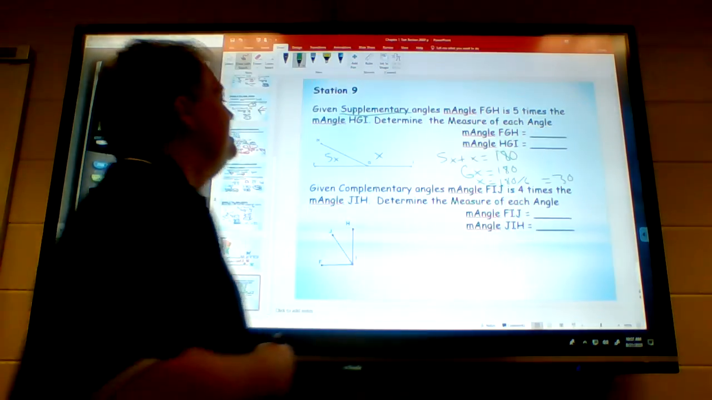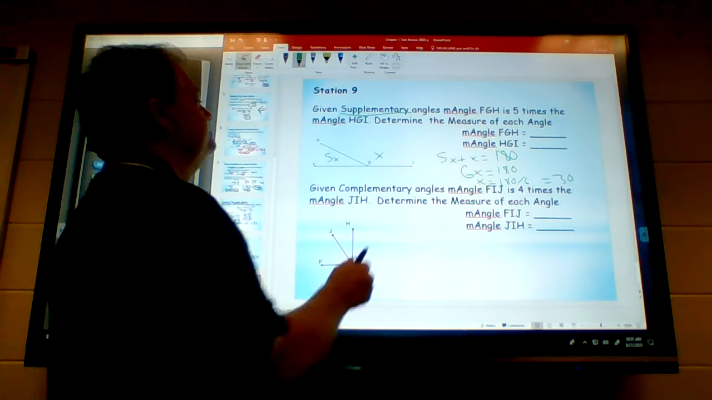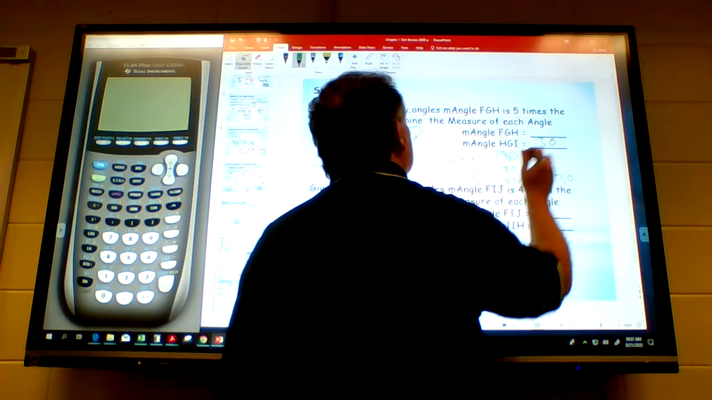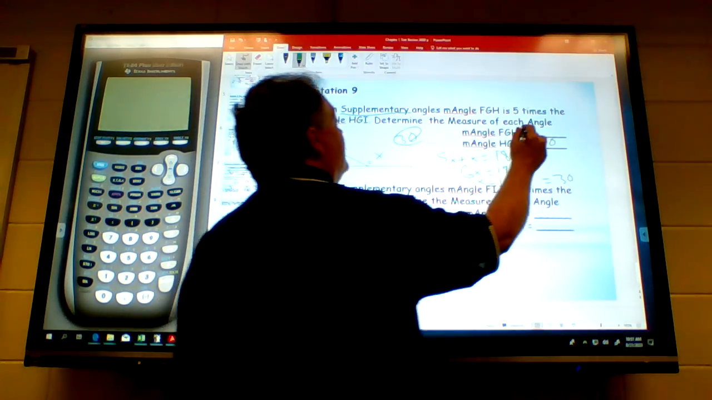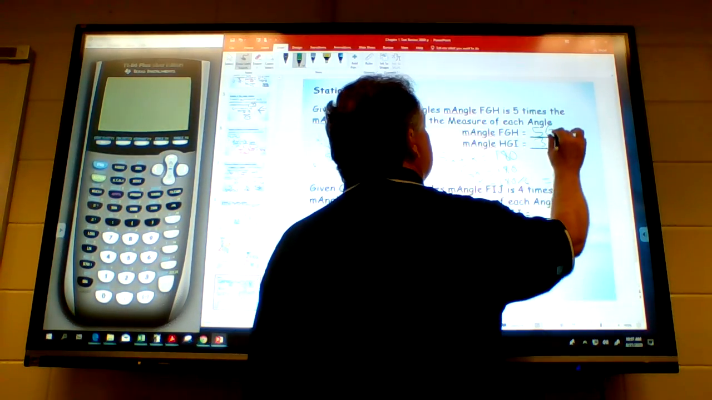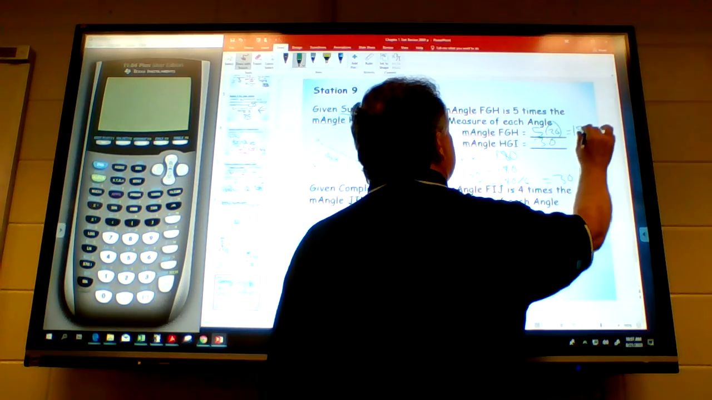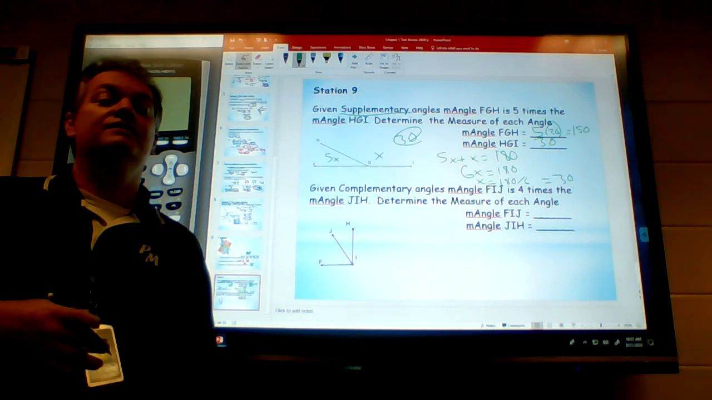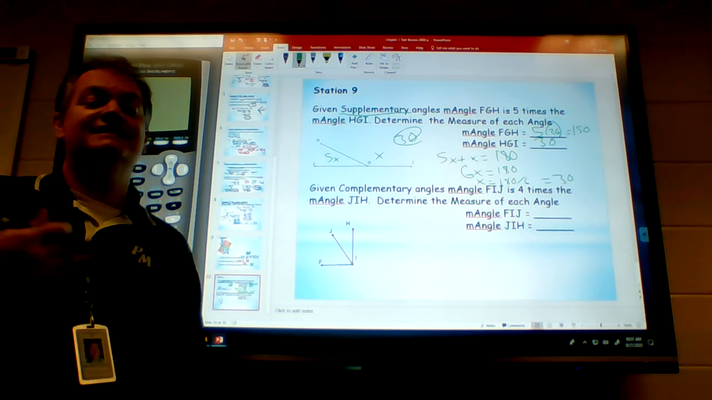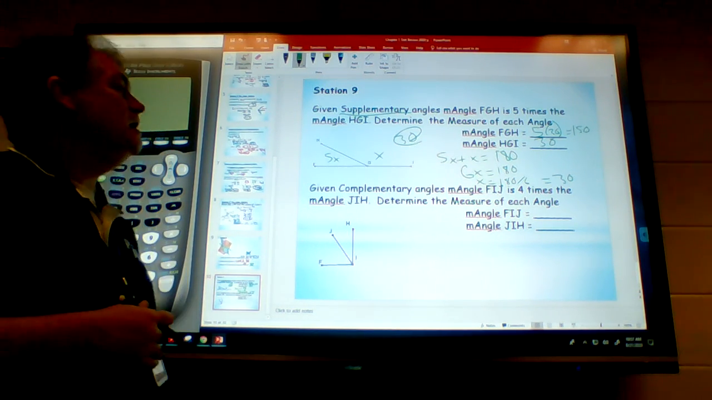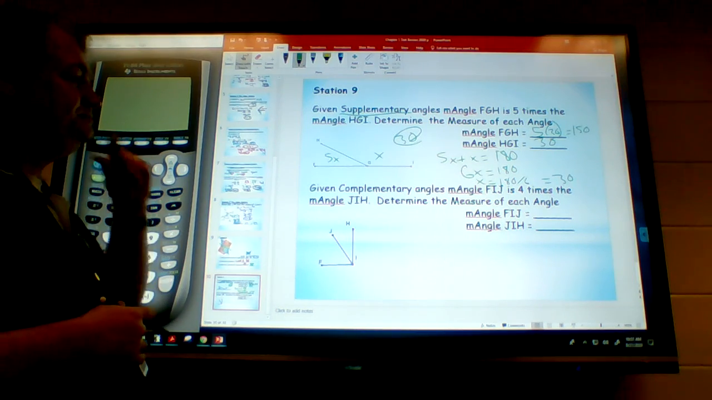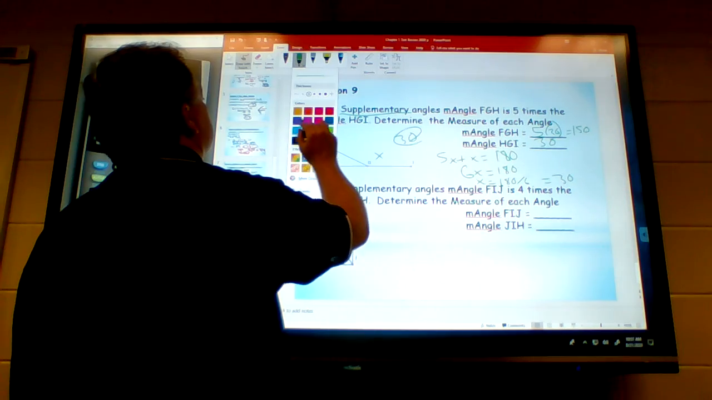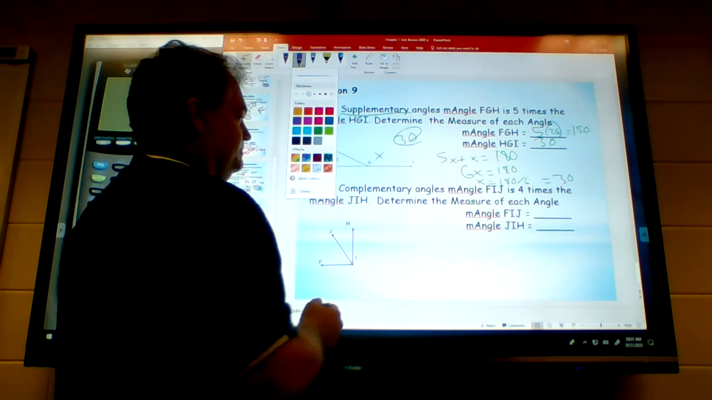Okay, so that means that X equals 30. And this will be 5 times 30, which is 150 degrees. And if you add 150 plus 30, you're going to get 180 degrees, and that's exactly what you want. All right. Now, let's work on the last one here.